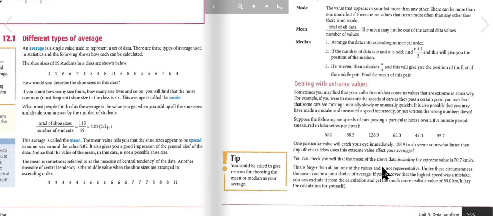How does this extreme value affect your averages? You can tell that the mean of the above data, including the extreme value, is 70.7 kilometers per hour. This is larger than all but one of the values and is not representative. Under these circumstances, the mean can be a poor choice of average. If you discover that the high speed was a mistake, you can exclude it from the calculation and get the much more realistic value of 59.0 kilometers per hour. Try the calculation for yourself.